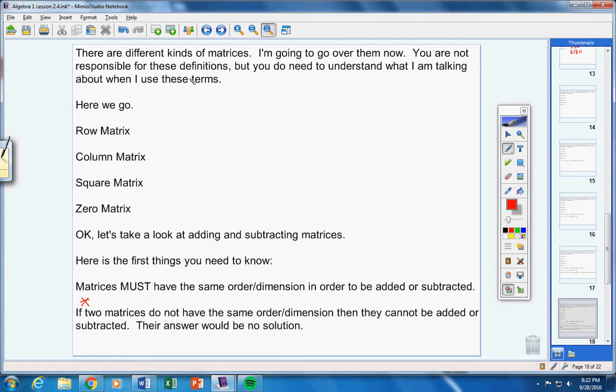So on a test or a quiz, if I ever try to test you and I give you a 2 by 3, and I tell you to subtract from that this here, and this of course is a 3 by 2, 3 rows, 2 columns. This is 2 rows, 3 columns. This is a 2 by 3, and this is a 3 by 2. The answer is no solution.